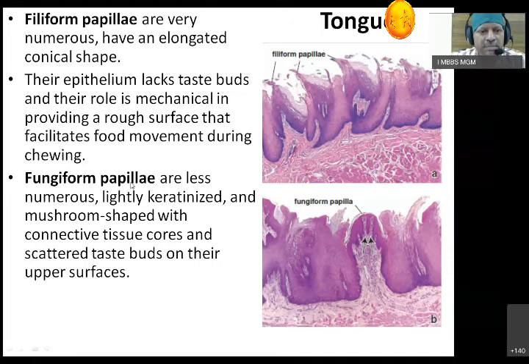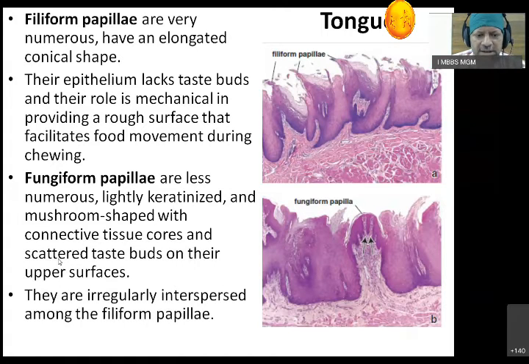These fungiform papillas are non-keratinized, mushroom-shaped with a connective tissue core. They are more numerous at the tip. They are present throughout the tongue on the dorsal surface, but more at the tip. The sensation it carries is more of the sweet taste. Sweet taste will be more related with the fungiform papillas.